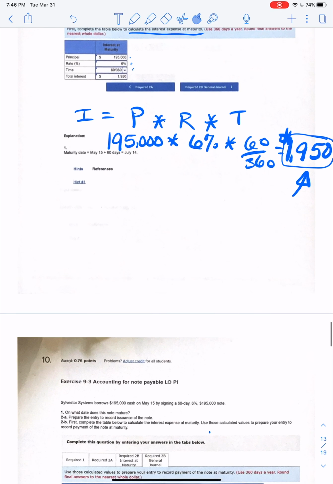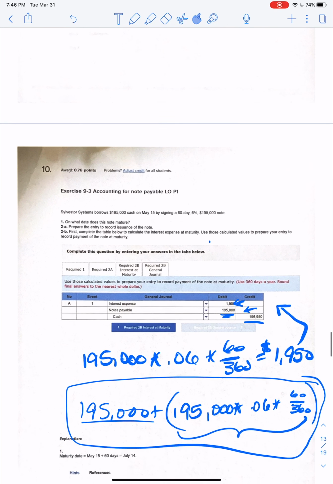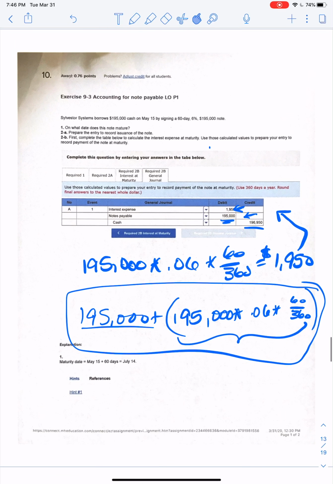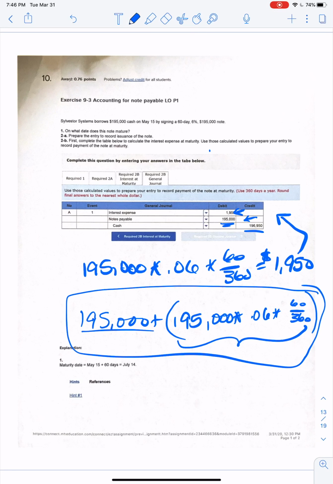Okay. And finally, for number 10, we're going to see how we account for a note payable. So here we now need to record the payment of the note at maturity, which in this case is July the 14th. So the total interest expense is what we just calculated on the prior slide, reiterated here, this $1,950. The total amount of the notes payable that was borrowed is the $195,000 note. And finally, we pay that with cash.